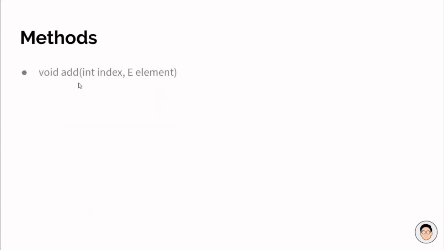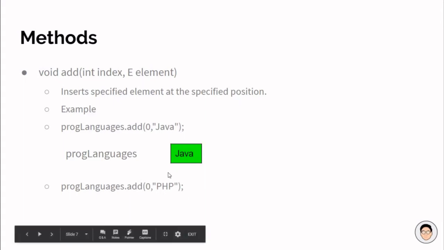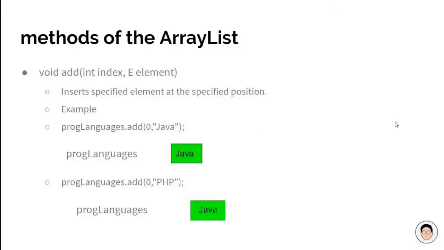Second method, void add(int index, E element) inserts the specified element at the specified position. For example, here we have added Java at position 0. So what will happen when this statement gets executed? Something like this happens. Then again I want to insert PHP at position 0. Whenever this statement gets executed, Java is right-shifted by one position and then PHP is inserted at position 0.